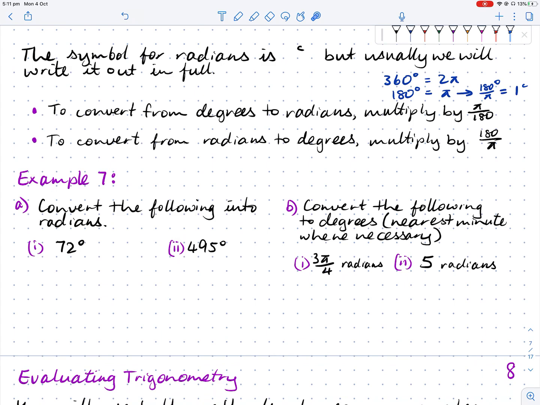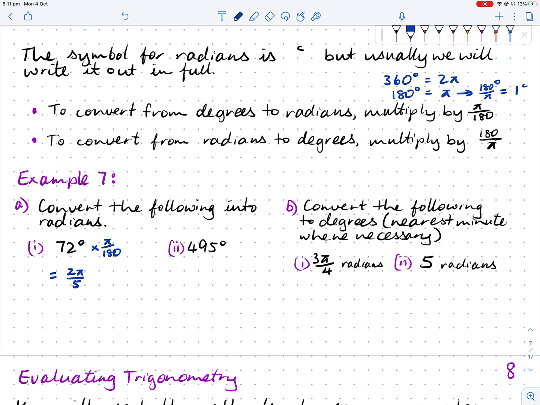Convert the following into radians. So we're starting with degrees and we're going to radians. So we're going to multiply by pi over 180. So 72 times pi over 180. Now, anytime we've got pi, we want to leave the pi in the expression. So we're just going to calculate the numbers. So we'll do 72 over 180, and that's 2/5. So we can write that as 2 pi over 5.